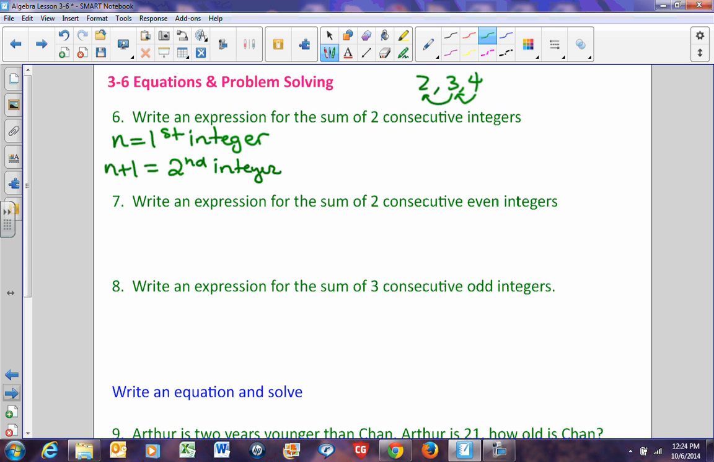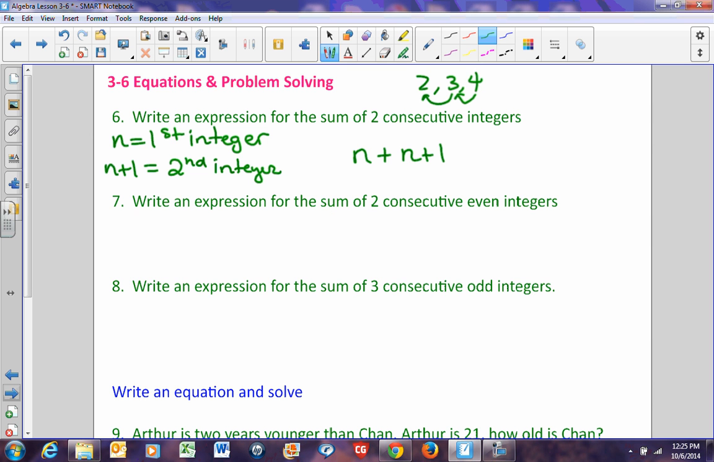So first you define your variables. That's very, very important. If you don't define your variables in your homework, I will mark them wrong. You must define your variables because that helps set up everything else. So now I need to write an expression for the sum of those two. Sum means add them together. So it becomes n plus n plus 1. And that's the expression for the sum of two consecutive integers.